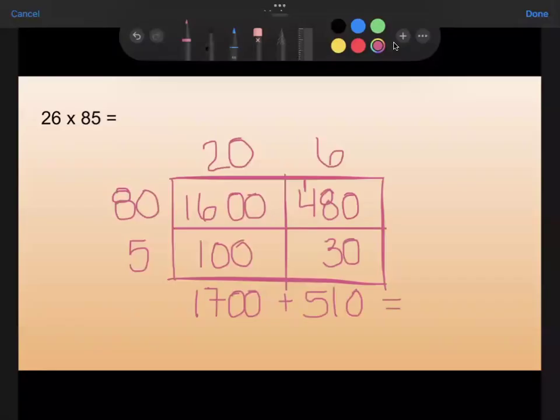So 0 plus 0 is 0. 1 plus 0 is 1. 5 plus 7 is 12. So I'll put a 2 here and add another 1 here. And then 1 plus 1 is 2. Final answer here should be 2,210.